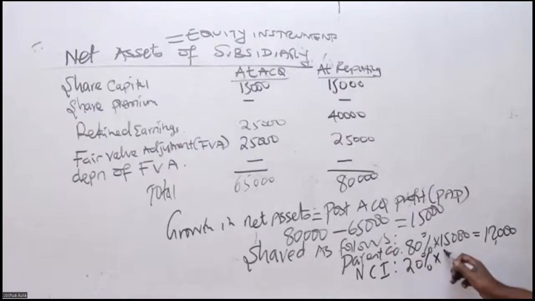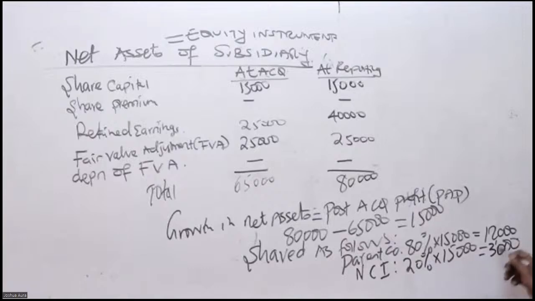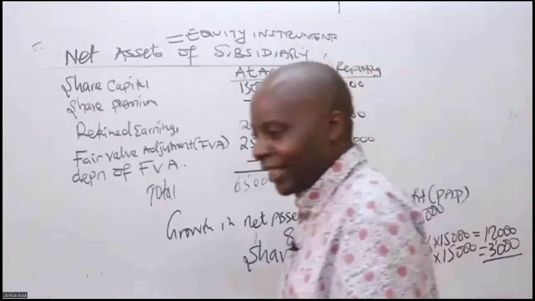So 20% of 15,000, what do we have here, somebody? This must be 3,000 like that.